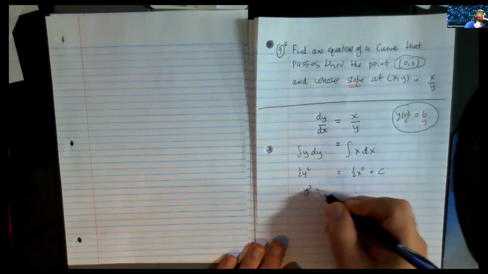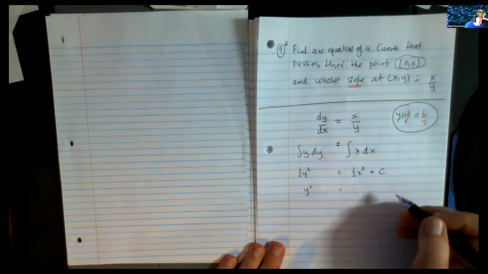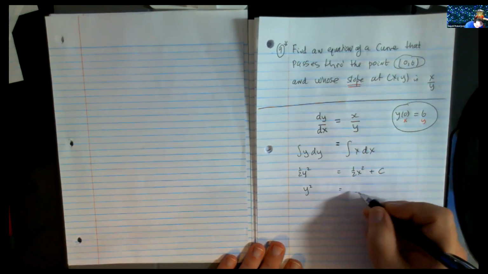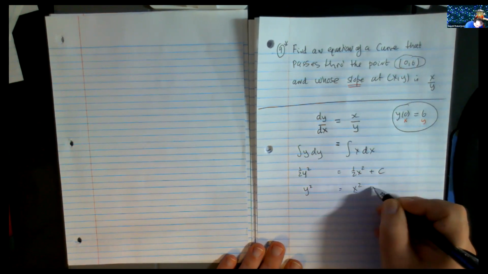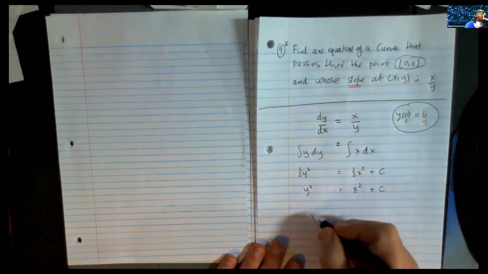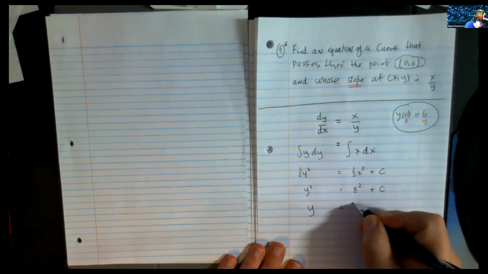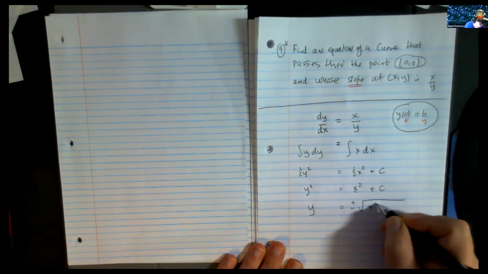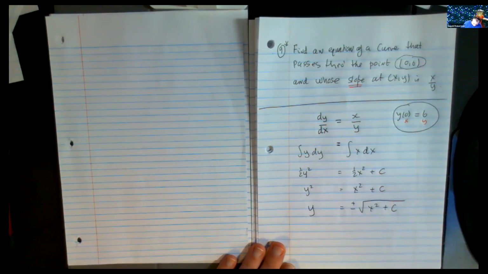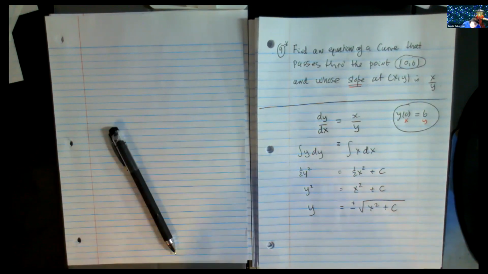I think I could go through this pretty quickly. Shouldn't we double everything in sight? Which actually works out quite nice. And then take a square root. And we now have our general solution.